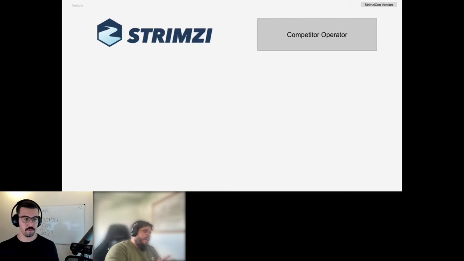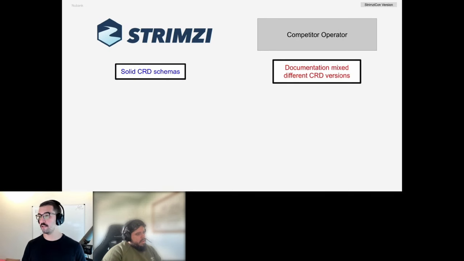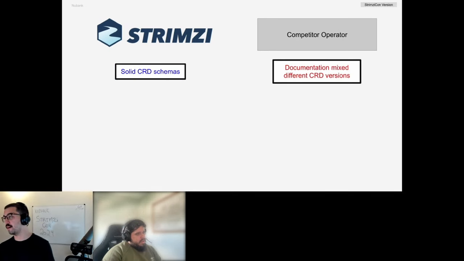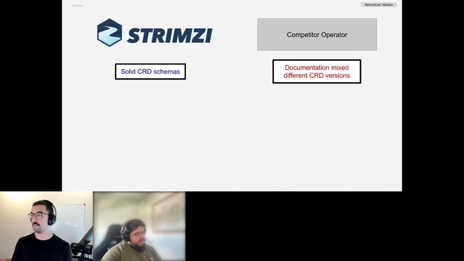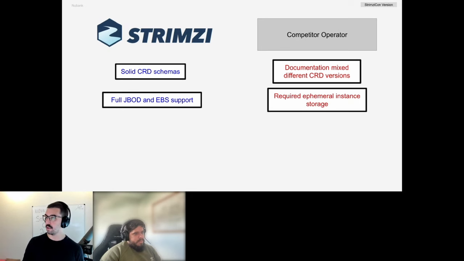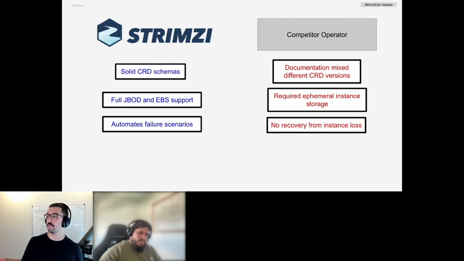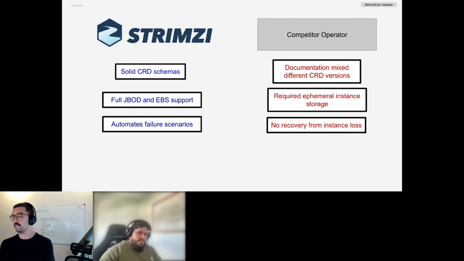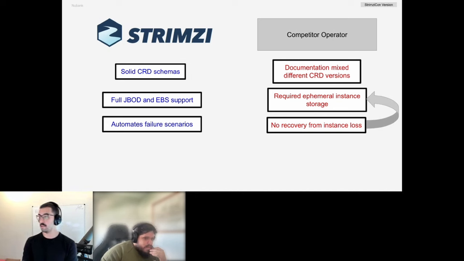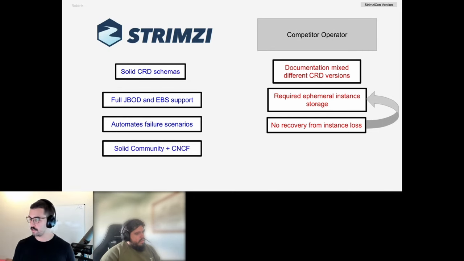And when we compared both, we realized they were very different in maturity. Basically, Strimzi had solid CRD schemas, but the competitor had documentation mixing different CRD versions. Strimzi had full JBOD and EBS support, and the competitor required ephemeral instance storage. Strimzi automates most failure scenarios, and we couldn't have recovery from instance loss in the competitor. That was mostly because there was no reattachment of EBS disks. So we had to rebalance the data, and that was not super nice.